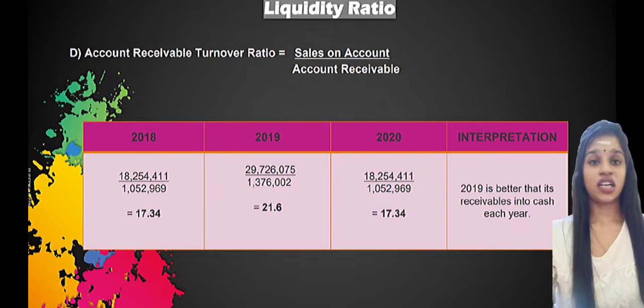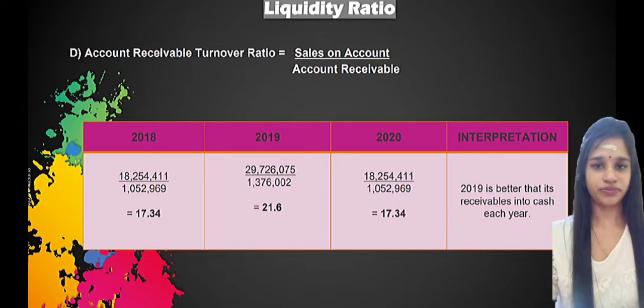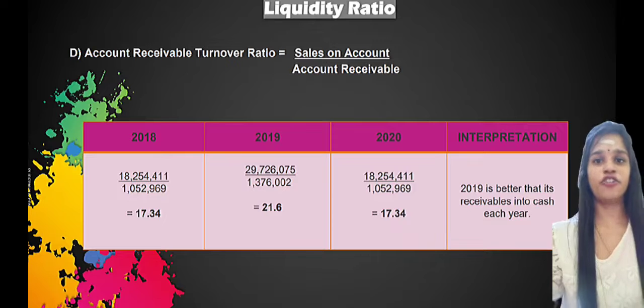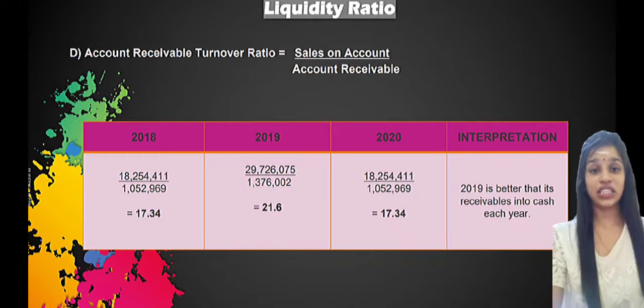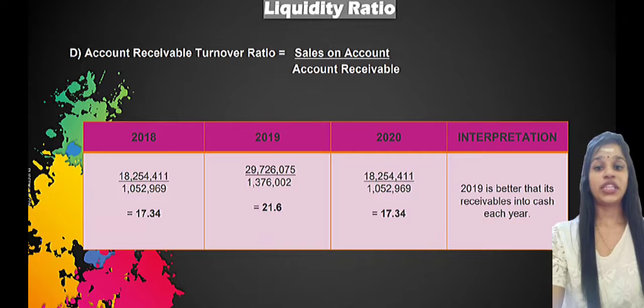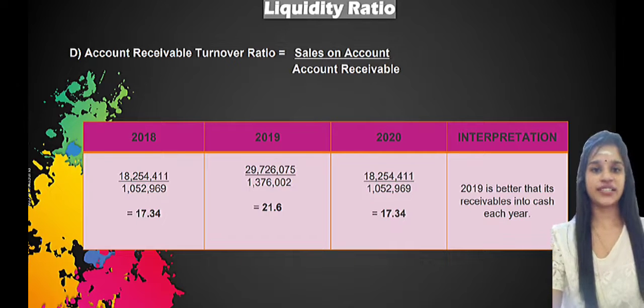D. Account receivable turnover ratio, the formula is sales on account divided by account receivable. 2018 is 14.3, 2019 is 21.6, 2020 is 17.34. Interpretation: 2019 is better at turning its receivables into cash each year.